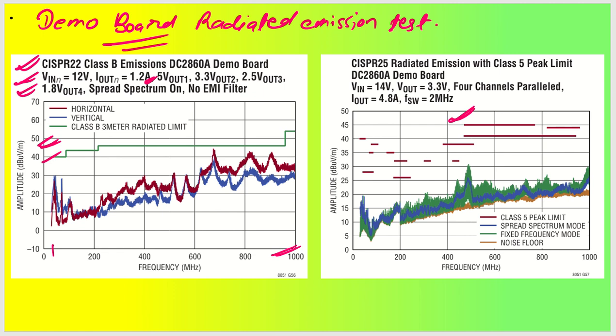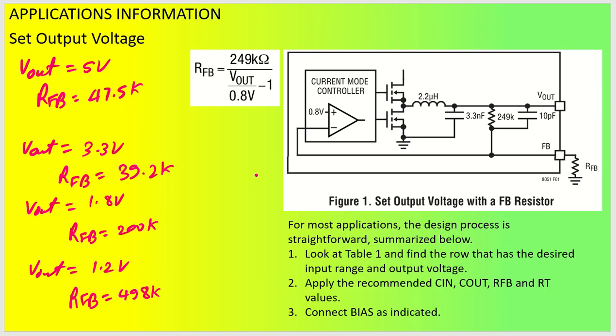Coming back to design and details, we are now going to move into the main design phase: how we can design our switching regulator with all this information for our application. First of all, we have to set the output voltage. You can use this formula: RFB equals 249 divided by (Vout divided by 0.8, minus 1) to set your output voltage. As you can see, we already have the inductor and one resistor. The only thing we have to design is this particular resistor, which is RFB.